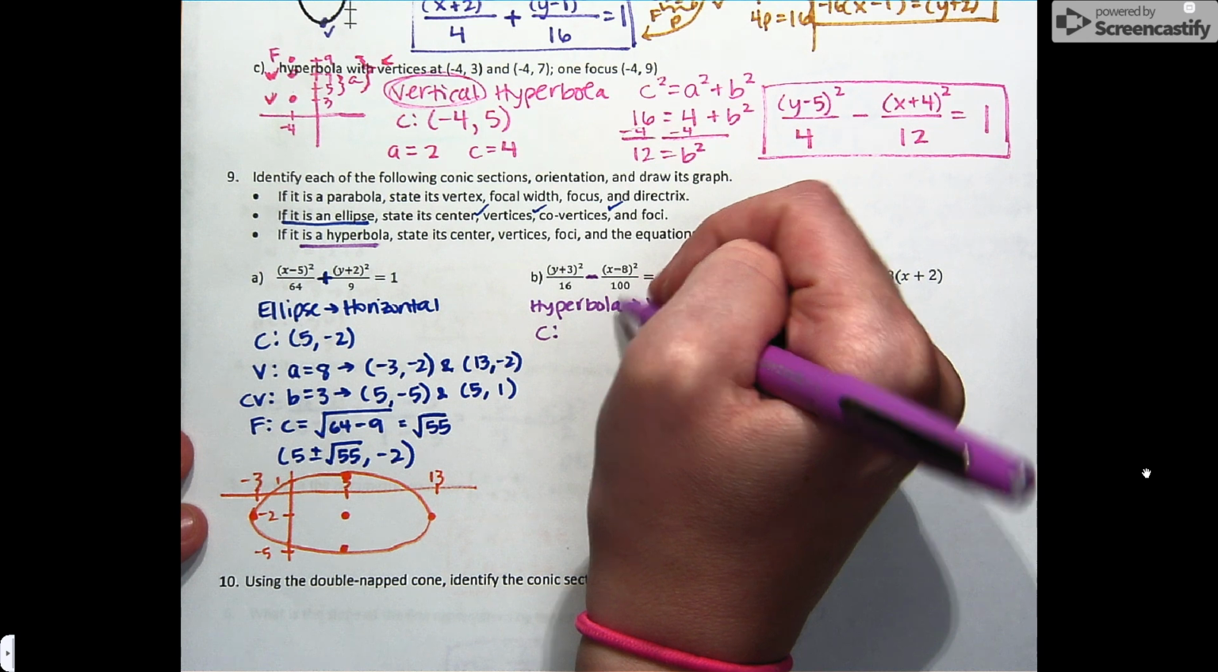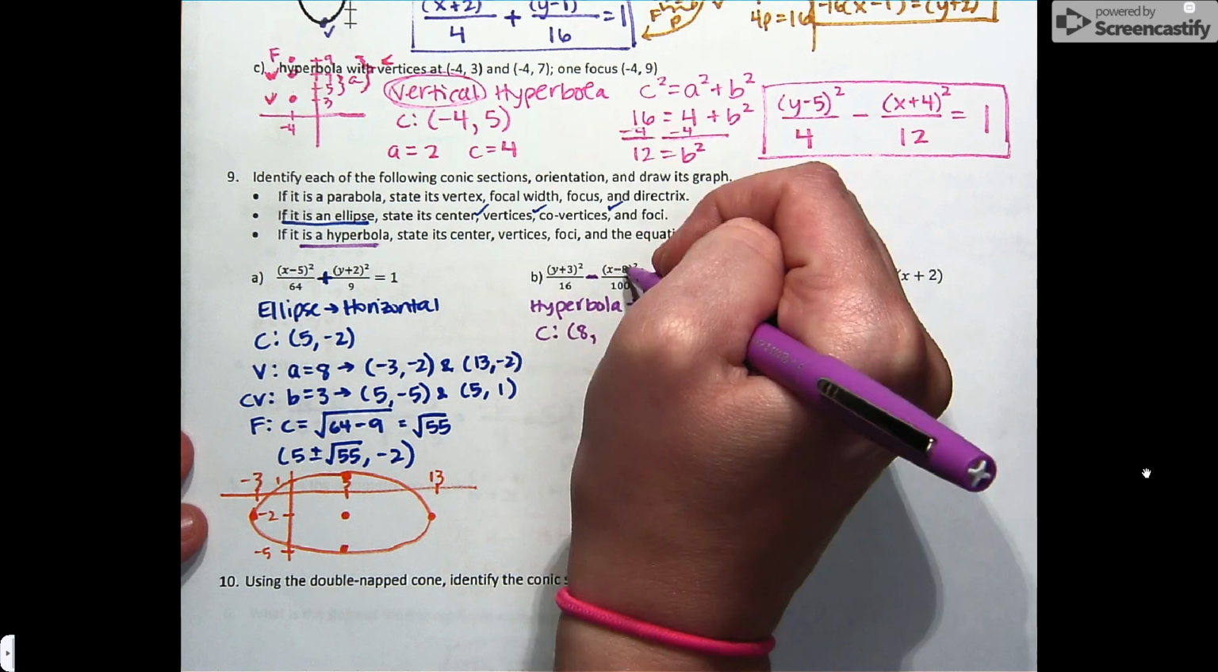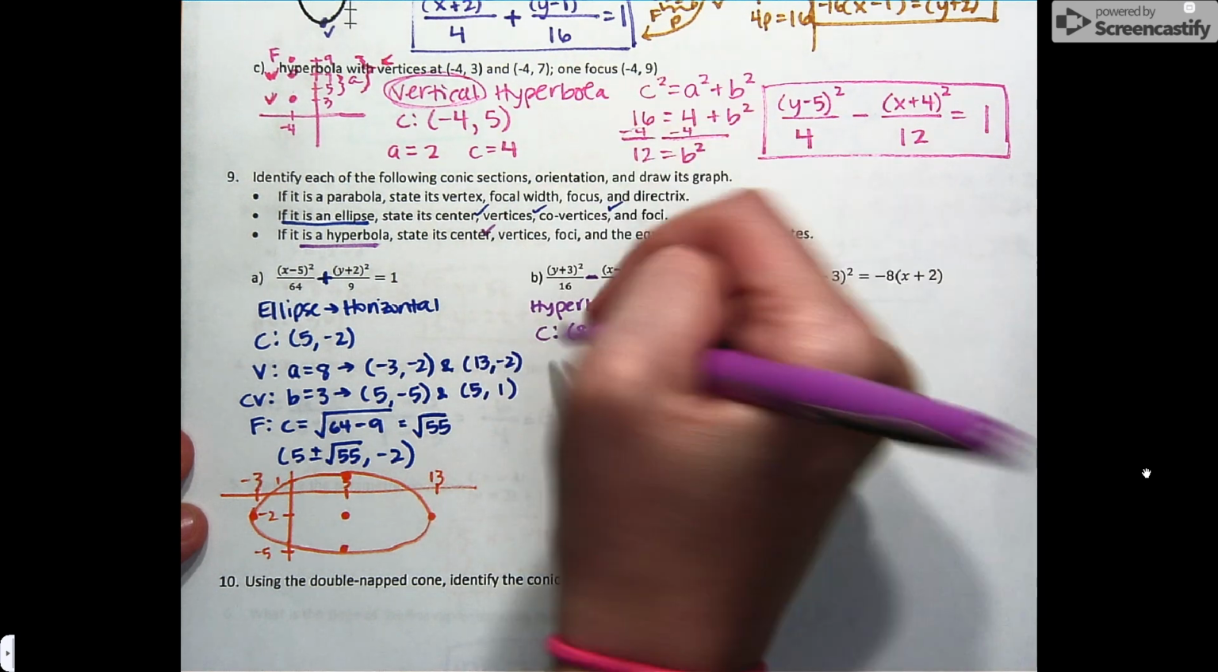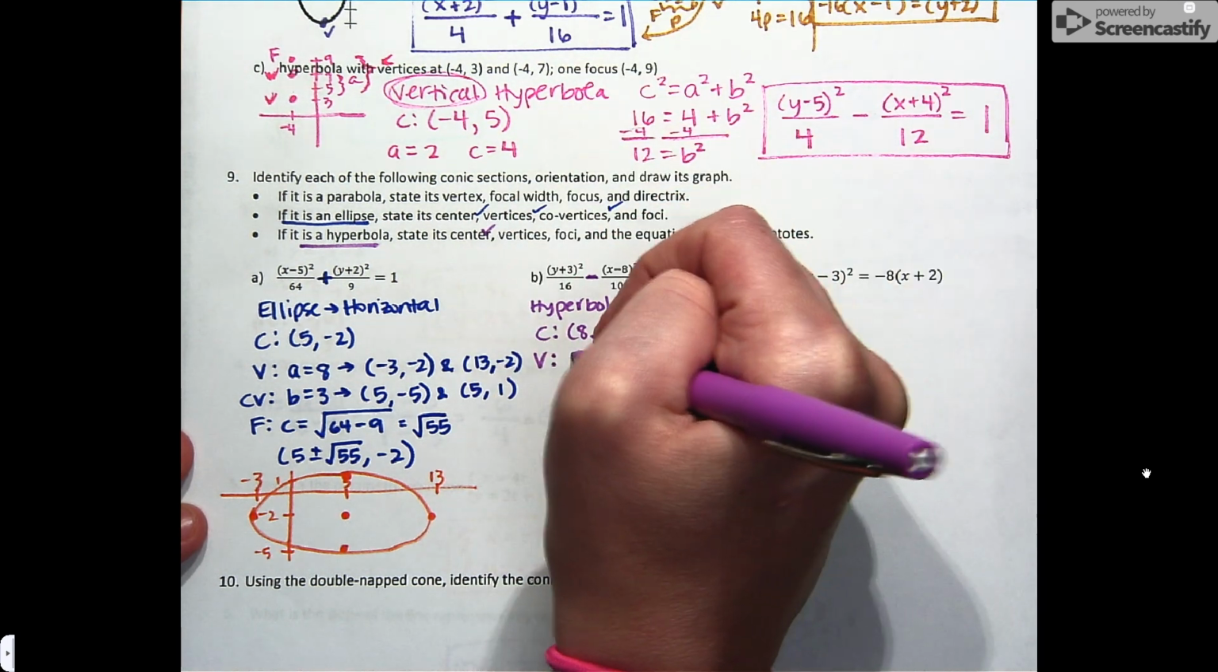So the center, though, is still opposite of what's with x. So 8, comma, opposite of what's with y. Here's the center. My vertices based off my a value.